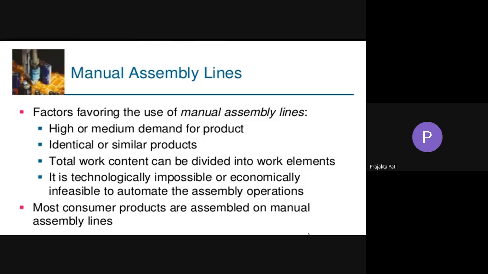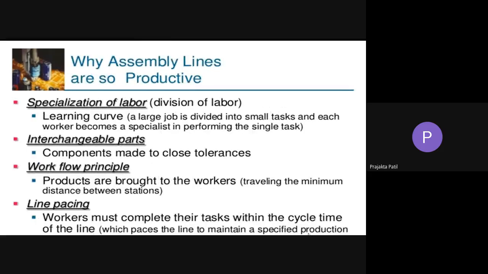So most consumer products are assembled on manual assembly lines. All the products which are characterized by these factors that we have just listed are usually made on a manual assembly line. And also, there are several reasons why manual assembly lines are so productive when you compare them to the alternate method in which multiple workers each perform all the tasks to assemble the products. So, why are assembly lines so productive?